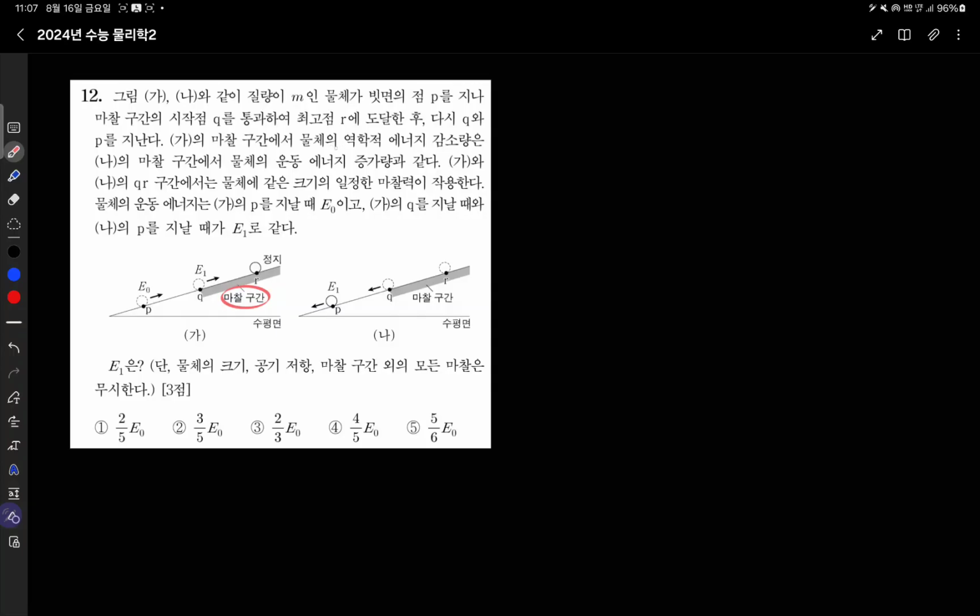So the mechanical energy will decrease when it passes through the interval of friction. And this decrease in the amount of mechanical energy is the same as the increase in the kinetic energy when the object moves from R to Q.